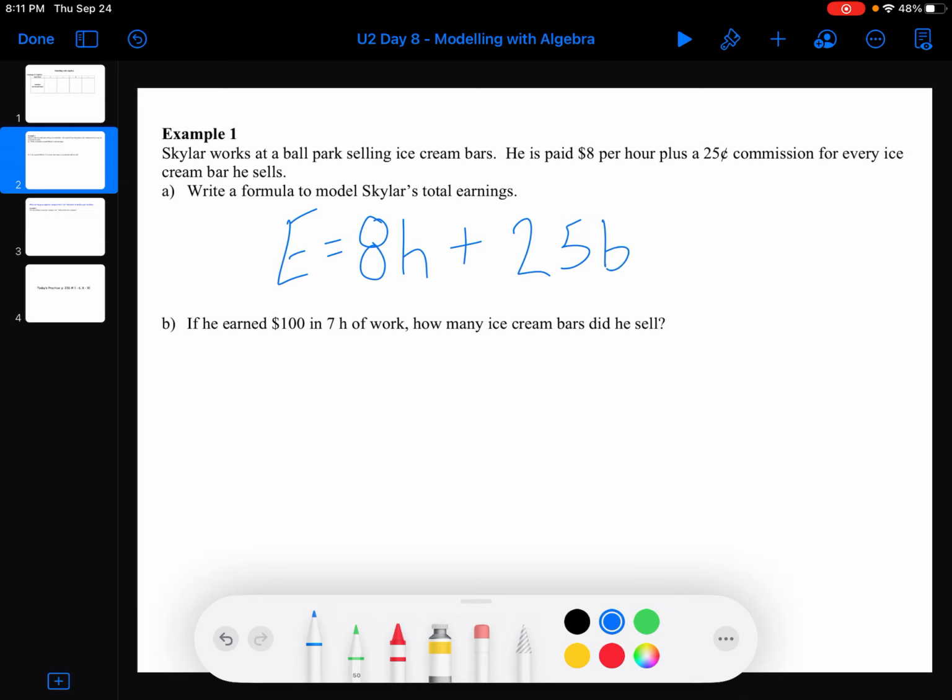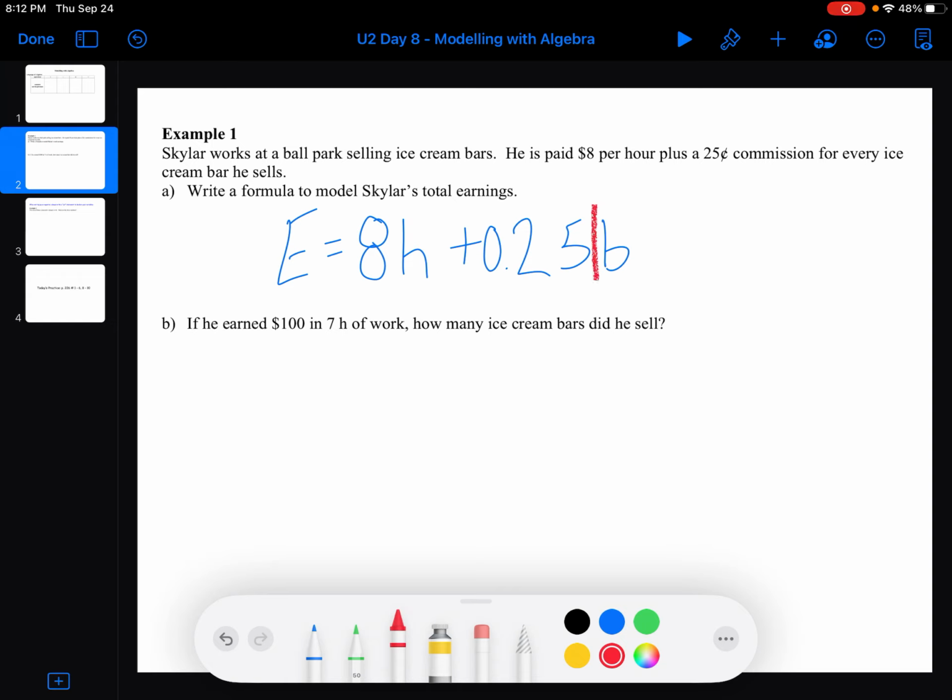But this is the mistake that a lot of people make, because dollars and cents are not equal. So what we have to do is understand that it's actually 0.25. Because I've been talking in dollars in the first part of the question, I have to talk in dollars in the second part of the question. So if he earned $100 in 7 hours of work, how many ice cream bars did he sell?